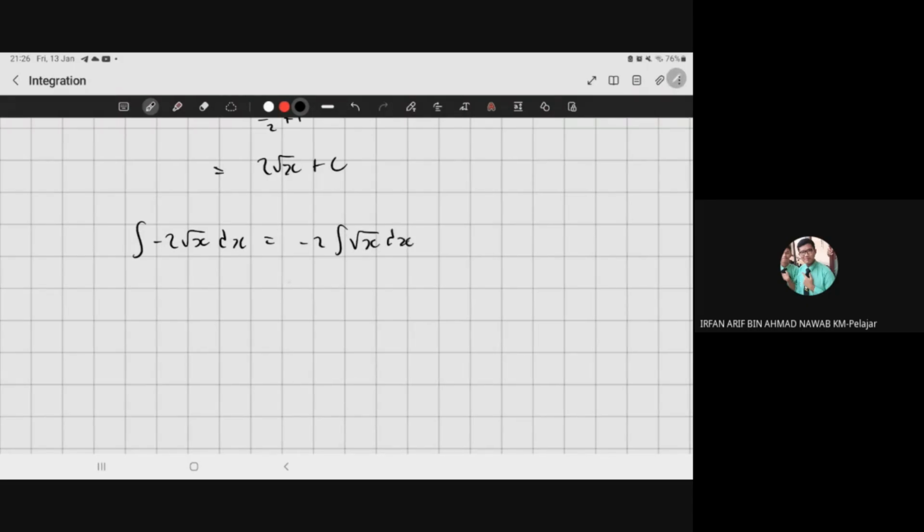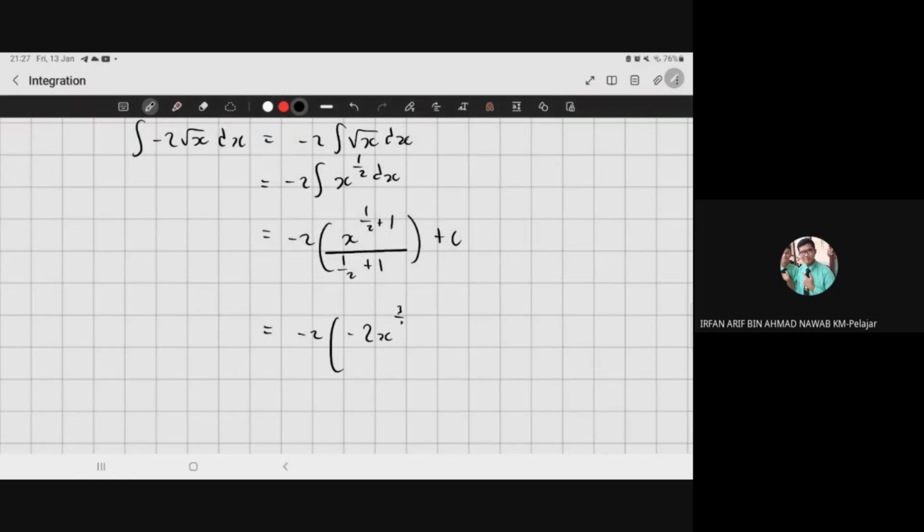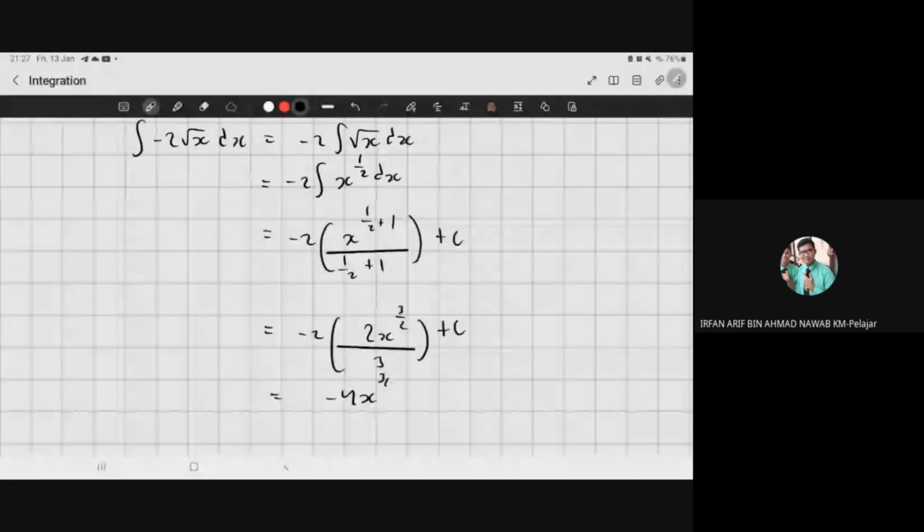Then, as usual, negative 2, integrate x to the power of 1 over 2 dx. Negative 2 times x to the power of 1 over 2 plus 1, divided by 1 over 2 plus 1, plus c. From here, just solve this, and then simplify the expression. You will get, sorry, negative 4x to the power of 3 over 2, over 3. Okay, so that's about it. And then there are a lot of questions.